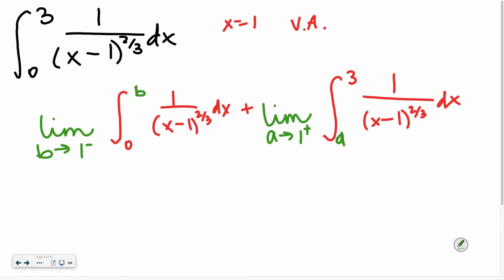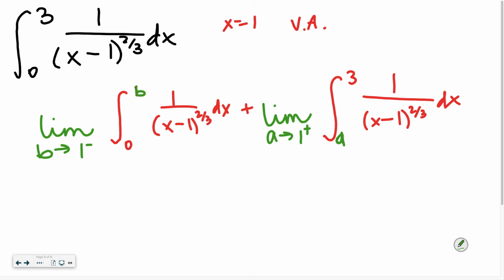So why is this a left-handed limit? Since we're going from 0 to b, we're going from 0 to 1, and 1 is the end point. All of those numbers are to the left of 1, so we're going to do the left-handed limit. If it's the top limit of integration, it's to the left, and the bottom is to the right. Our interval is from 1 to 3. All of the numbers are to the right of 1, so that is a right-handed limit.